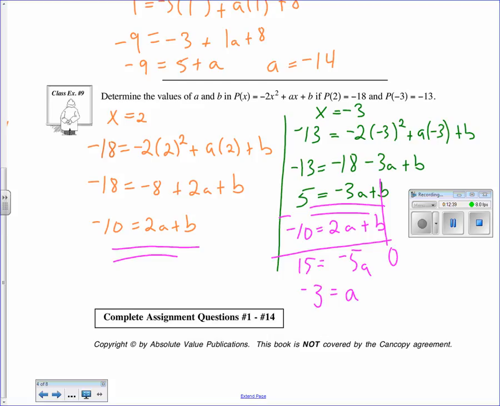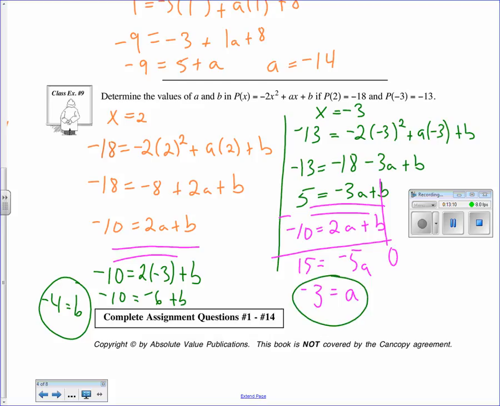And now I can go back and solve for b. I should be able to use either side. I'm going to go over to the other side and work in green. I now know that a is negative 3, so 2 times negative 3 plus b, that's negative 10 equals negative 6 plus b. Add 6 to both sides, so negative 4 is equal to b. I've been able to figure out what a and b are. This is one of the more challenging questions of this lesson, but there will be more to try. Thank you very much.